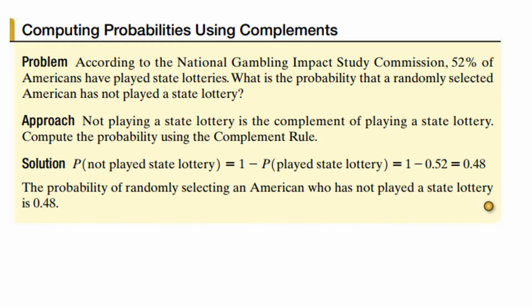So here's a problem. According to the National Gaming Institute, 52% of Americans have played the lottery. What's the probability that a randomly selected American has not played the state lottery? Well, the probability of not playing the state lottery is 1 minus the probability that you played the state lottery. So it is 1 minus 0.52 equals 0.48. So the probability of a randomly selected American who has not played a state lottery is 0.48.